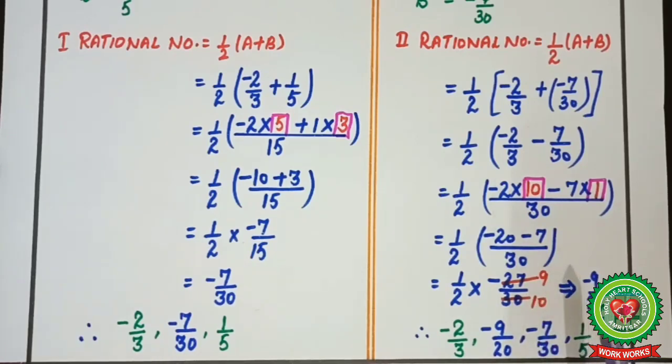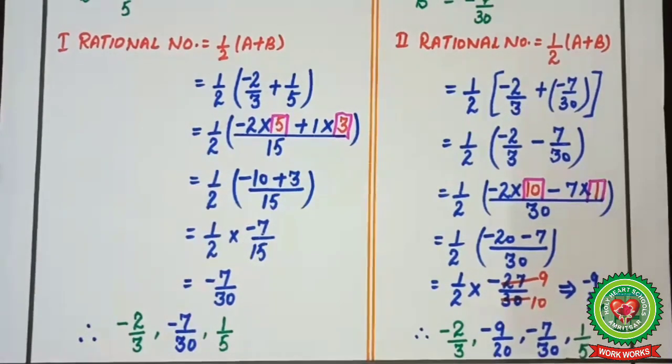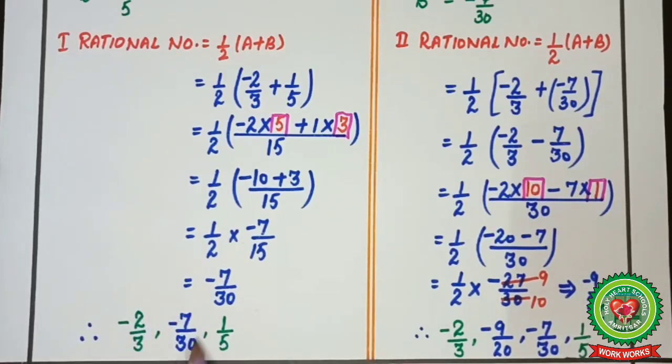So we have the possibility of cutting in two ways, up down and cross. So you will have minus 9 upon 20. So 1 into minus 9, that will be minus 9, 2 into 10 will be 20. So you will have minus 9 upon 20. So now we have to insert this second rational number between the given numbers. So we have taken first two numbers as A and B. So that means this value will come between these two numbers, right? So you will write here minus 2 upon 3, then minus 9 upon 20, and then minus 7 upon 30, and last number will be 1 upon 5.